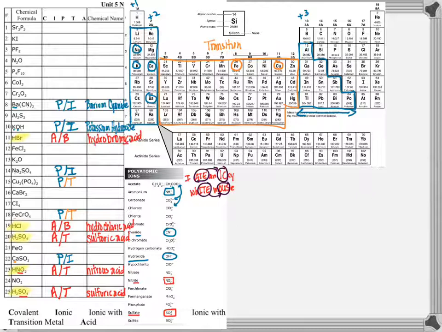Okay. Next, we have NaSO4. I look for SO4. Here it is again. It's sulfate. And I know that the Na is sodium. Oh, sorry, I was supposed to do sodium sulfate. So here's sodium again. And this is sulfate.